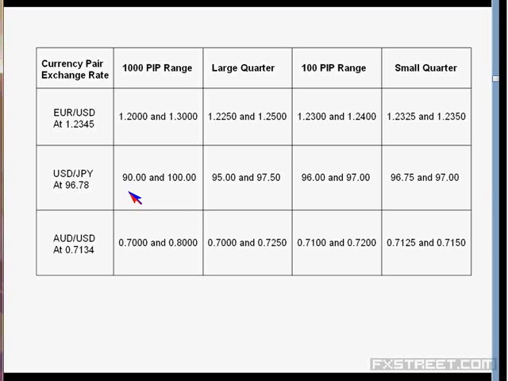The dollar versus the Japanese yen, let's say, is 96.78 yen. That will be the 1,000 pip range between 90 and 100 yen. What will be the large quarter of 250 pips? That will be the large quarter between 95 and 97.50 yen. What about the 100 pip range? The whole numbers between 96 and 97 yen. How about zooming in even further to see the smallest quarter? At 96.78 yen, that will be the small quarter between 96.75 and 97 yen.